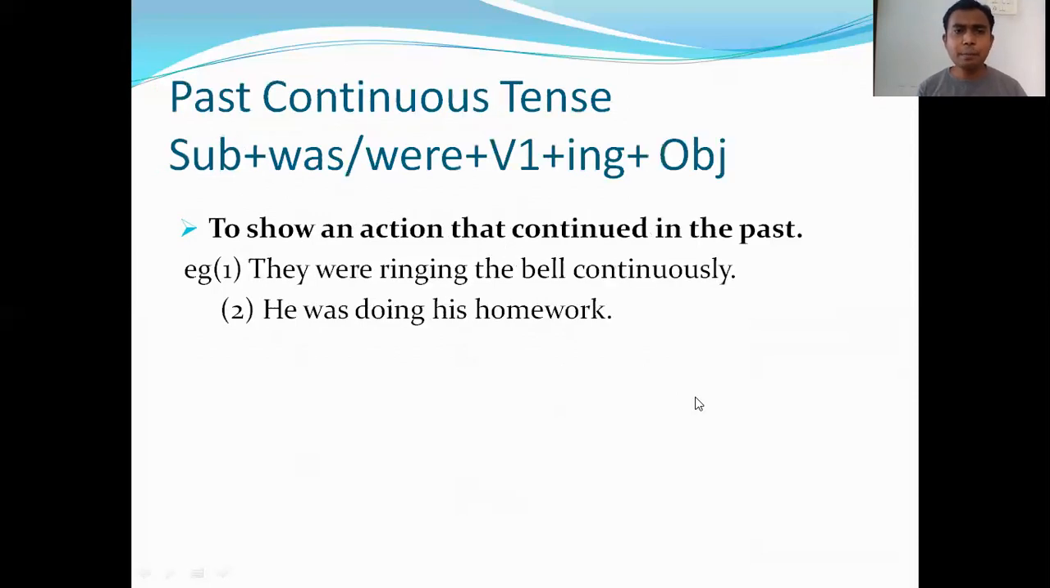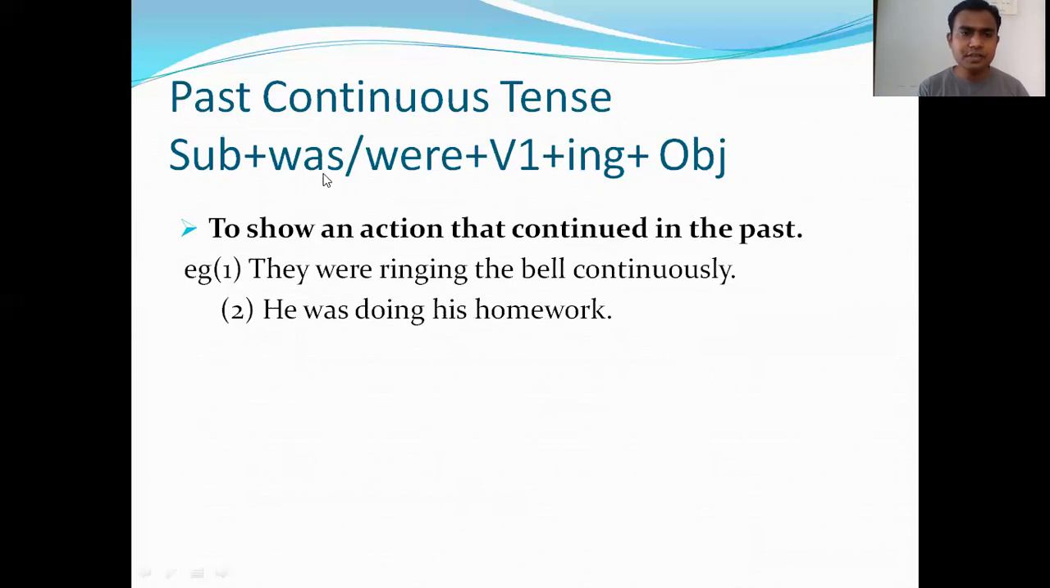Then we have past continuous tense. Past continuous tense is used to talk about an action that continued in the past, means the action was going on in the past. Like for example, they were ringing the bell continuously. He was doing his homework. You see, we have subject, was or were.